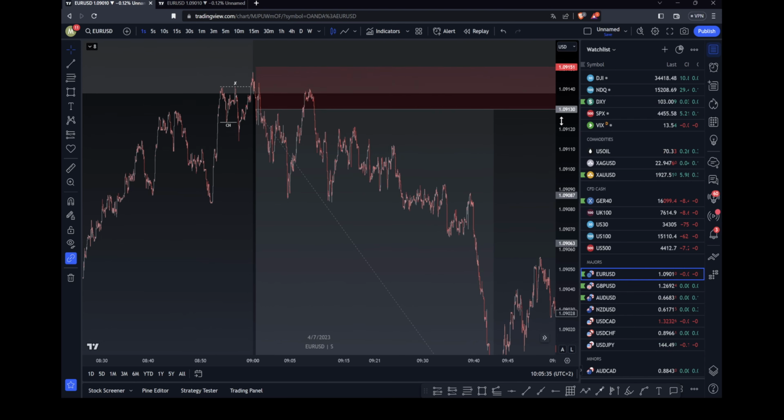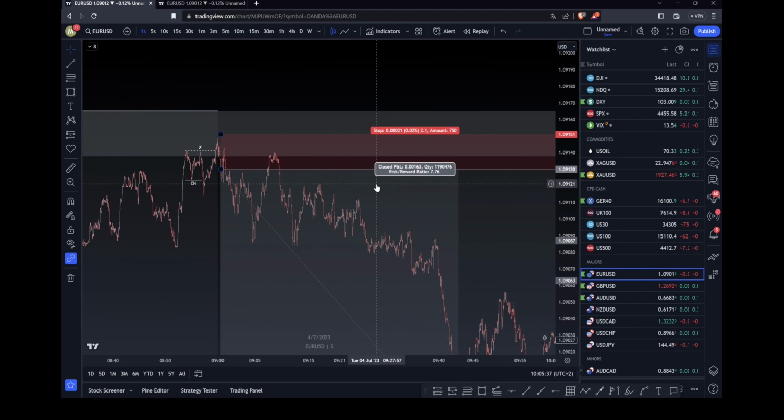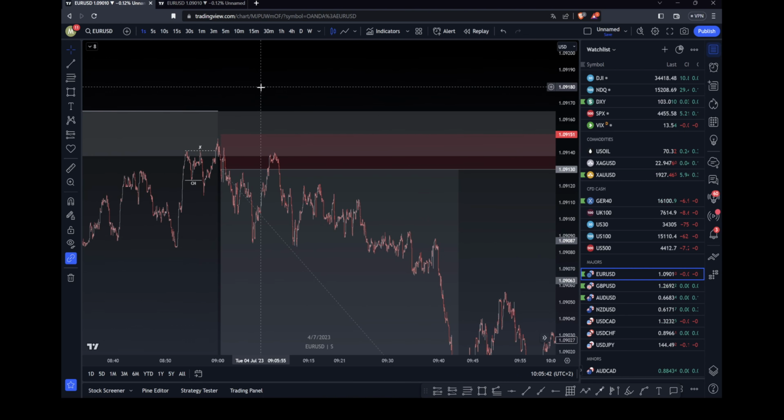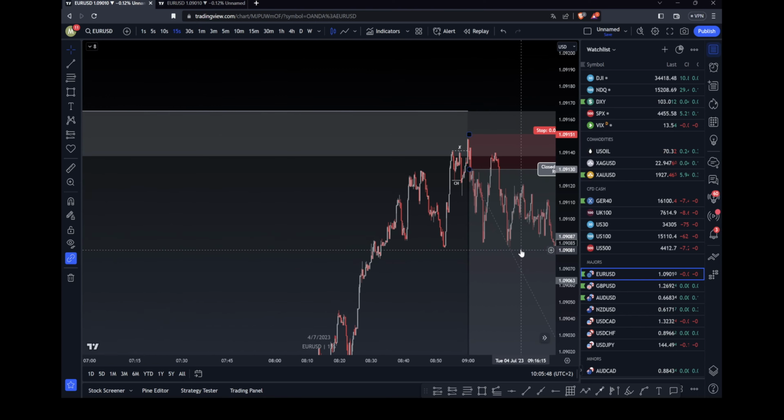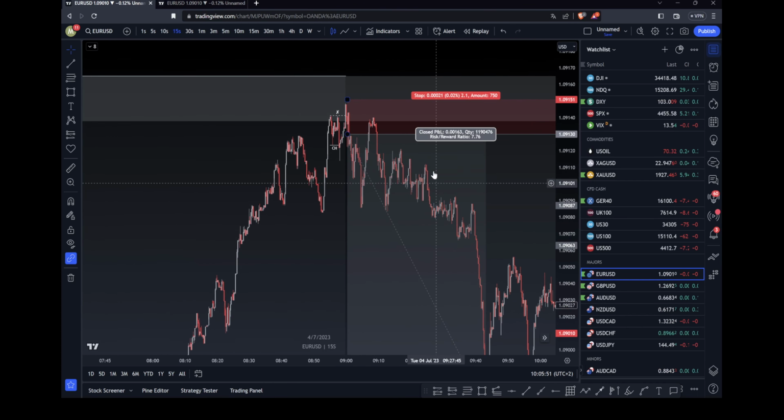This is mainly because it's US bank holiday, so volume is a bit lower and it's a bit more choppy. Sometimes it's very clean with bank holidays, but in this entry it was a bit choppy. But as you can see, it clearly melted.